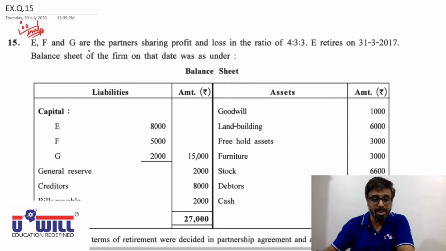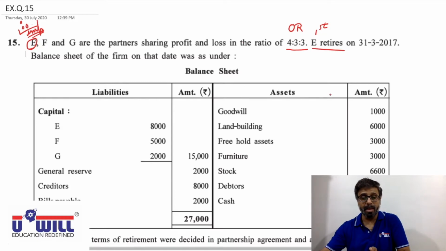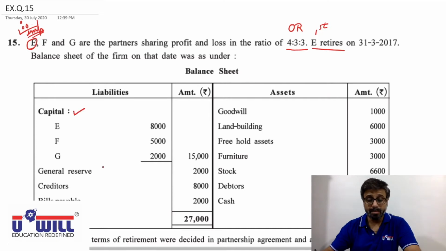E, F and G are the partners sharing profit and loss in the ratio of 4:3:3. Mark it as old ratio. E retires on 31/3/17. Who retires? First partner retires. E means first partner retires on 31/3/17. Balance sheet of the firm on that date was as under.